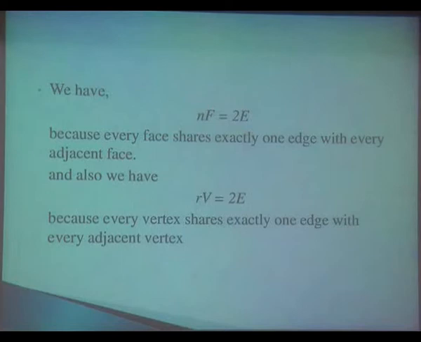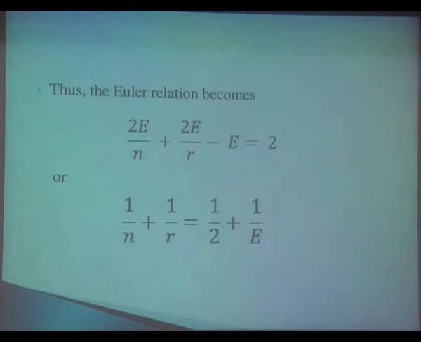I'll just use these values, express F and V in terms of E and plug them back in the Euler equation, and this is what I get. 2E by N plus 2E by R minus E is equal to 2. Or simply 1 by N plus 1 by R is equal to 1 by 2 plus 1 by E. Now this equation doesn't have many solutions. It turns out it has just 5 solutions here. I'll need to find out the appropriate values of N and R.